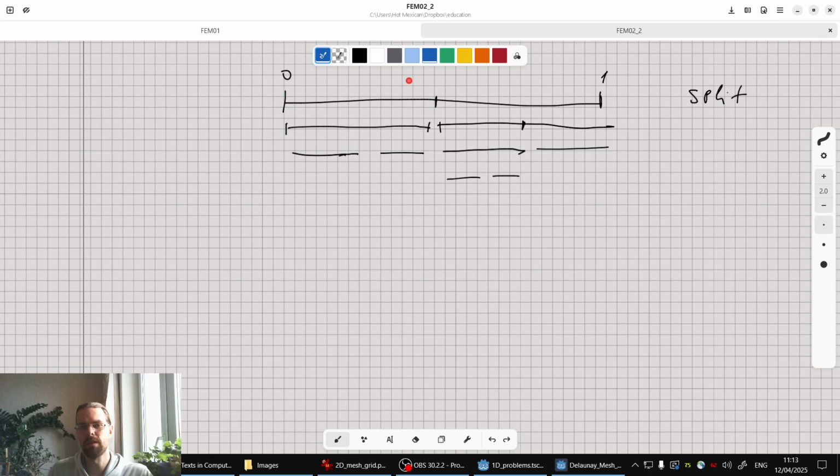We start from the initial level, which envelops the whole domain, and we say, okay, if it's in this element, I check its children. It checks the left child, and if the point is not part of this element, it will automatically assume that it's part of the other element, and it will check its children.